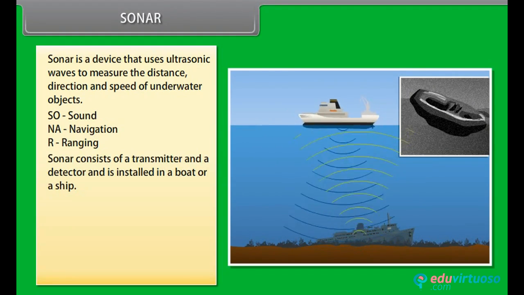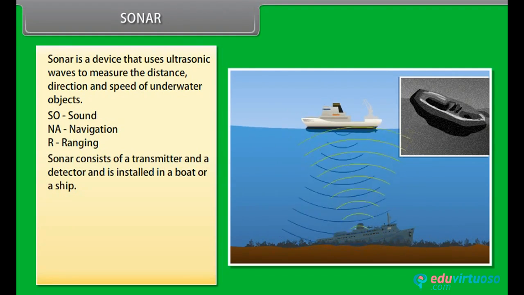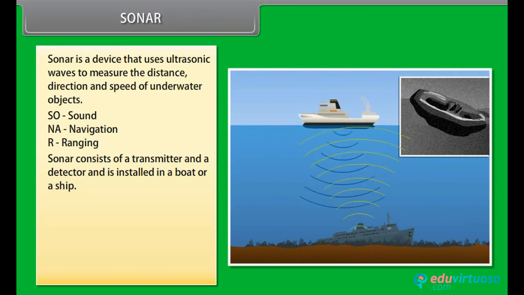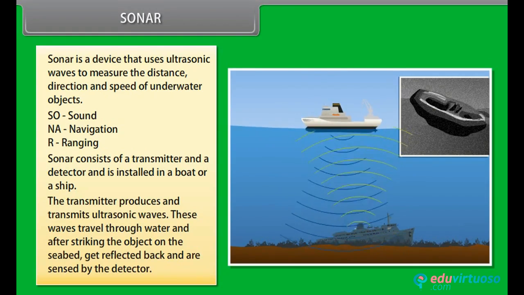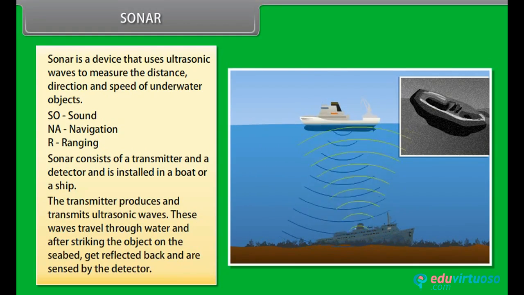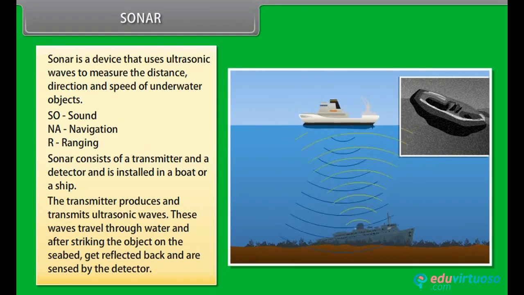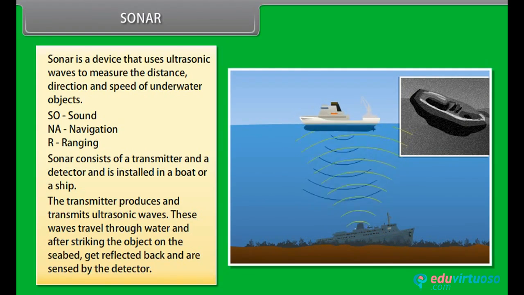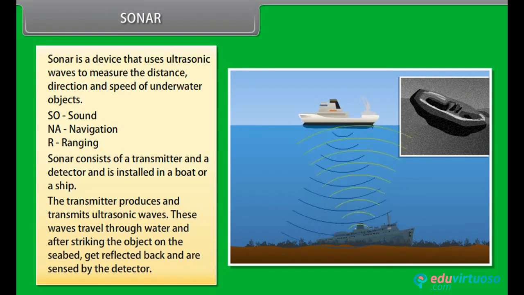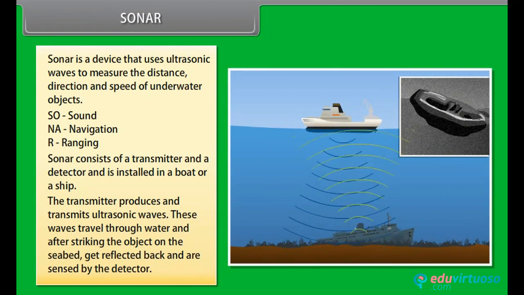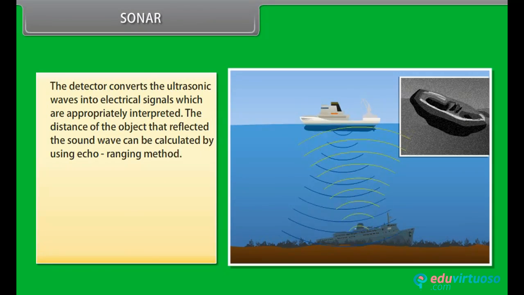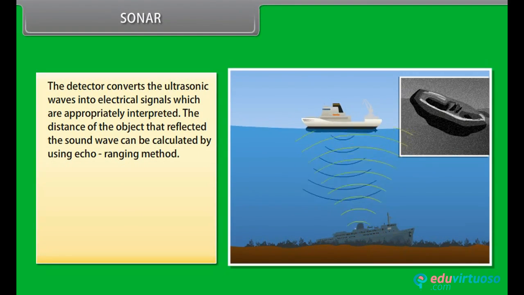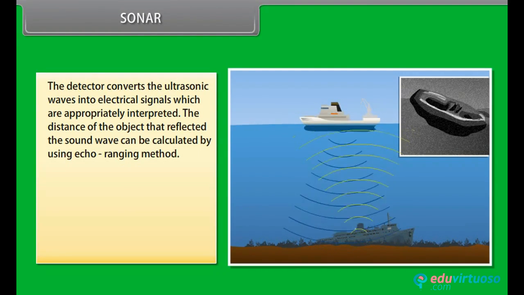Sonar consists of a transmitter and a detector and is installed in a boat or a ship. The transmitter produces and transmits ultrasonic waves. These waves travel through water and after striking the object on the seabed get reflected back and are sensed by the detector. The detector converts the ultrasonic waves into electrical signals which are appropriately interpreted.